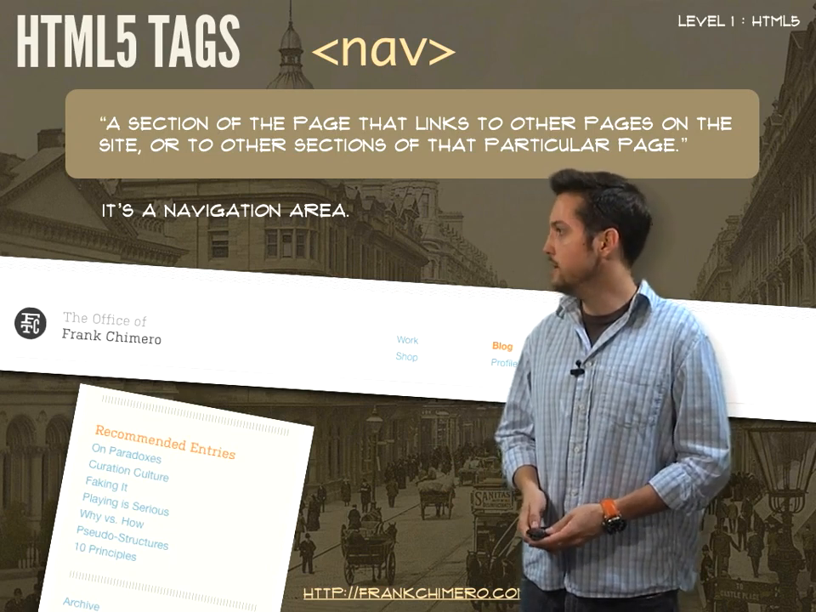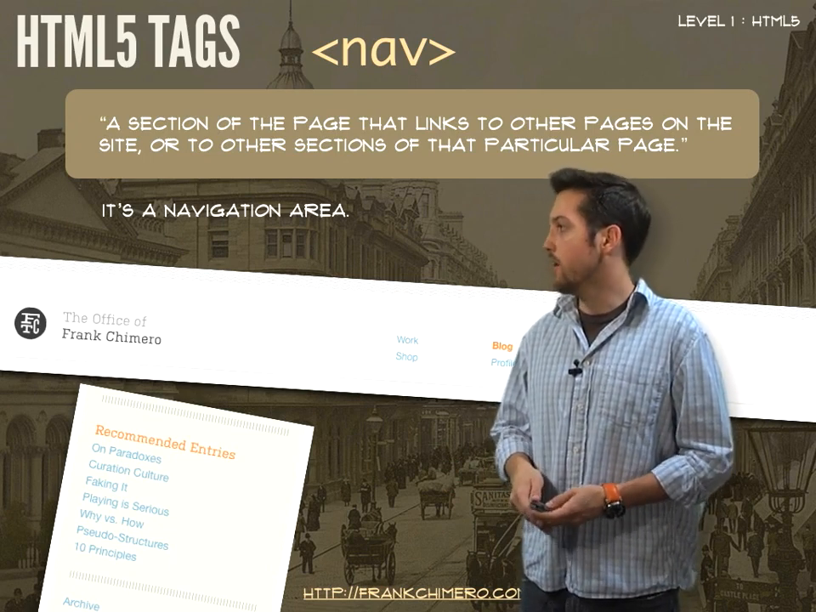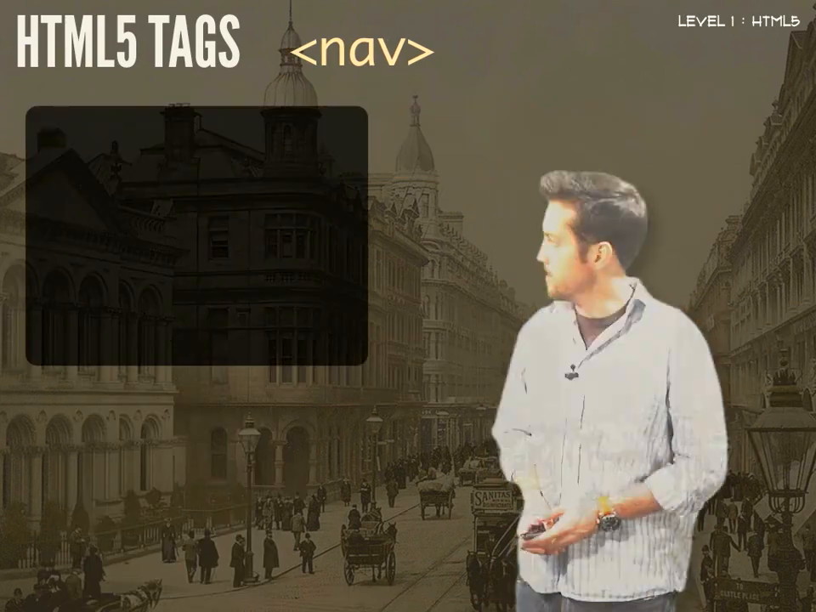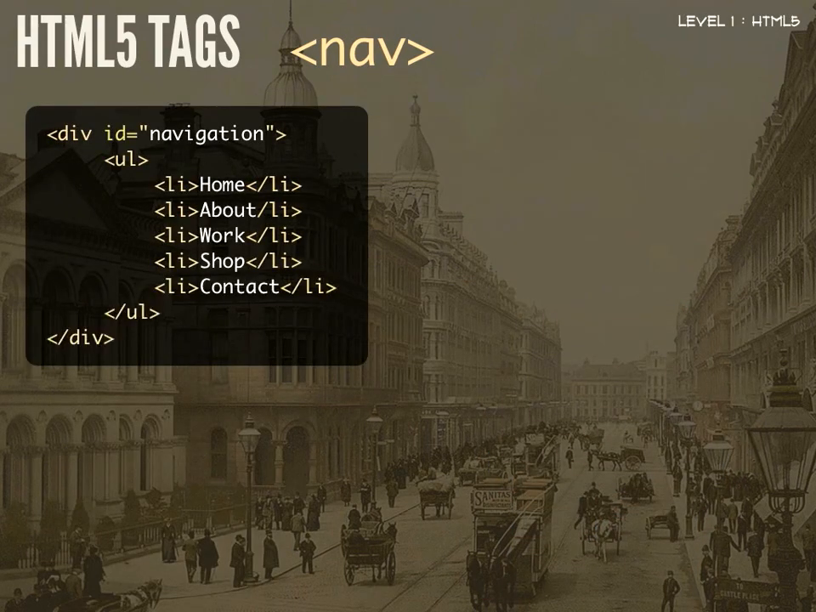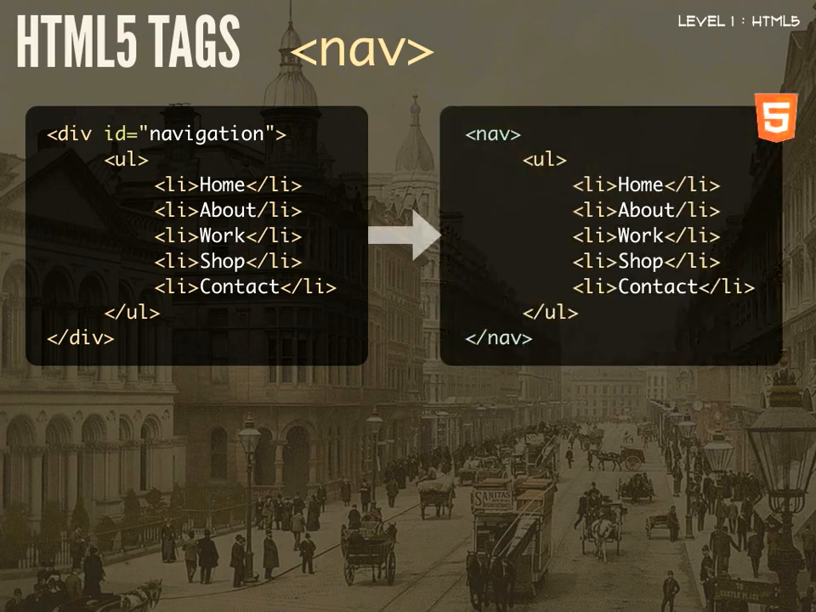HTML5 makes this a lot easier because now we can define the nav tag. So previously we might have marked up something like this, div ID navigation with our unordered list and our navigation items within that list. Now with HTML5 we can replace our divs with the nav tag, and now we know that that section is a navigation section.